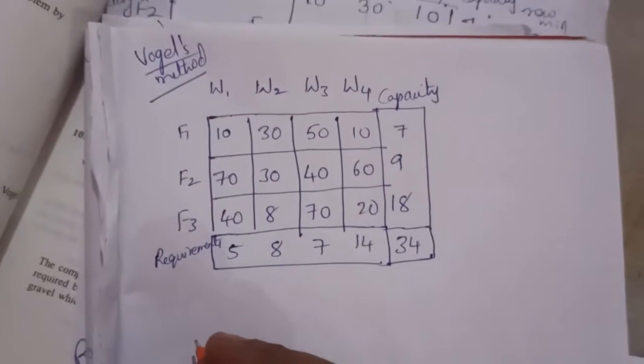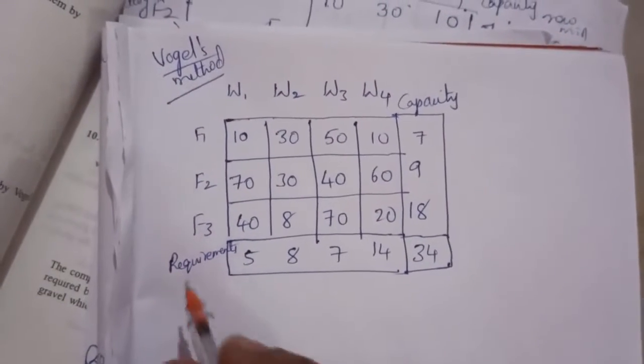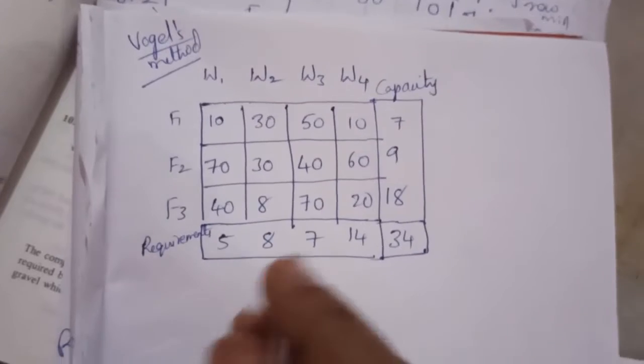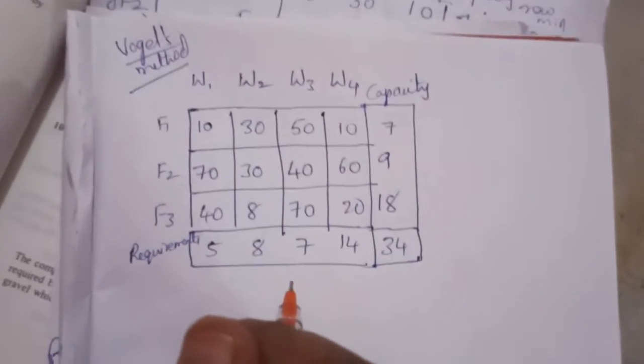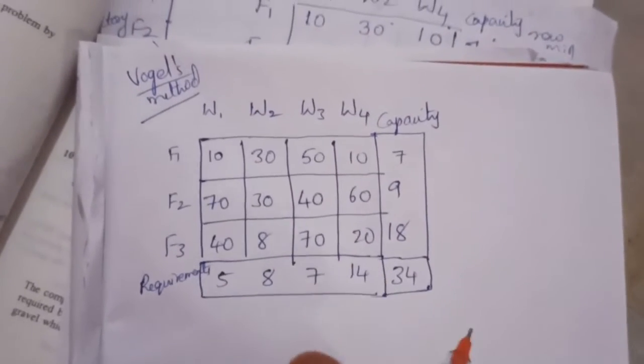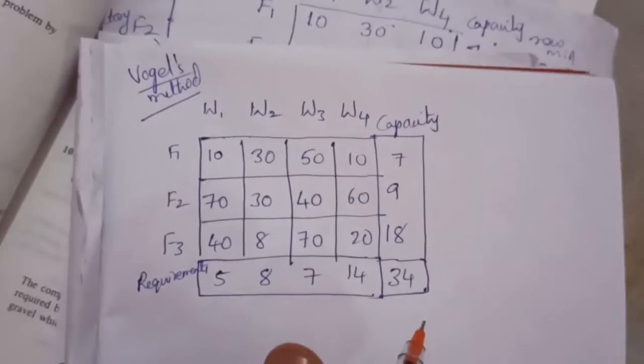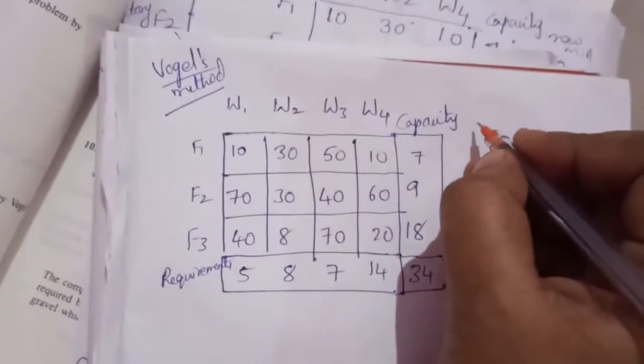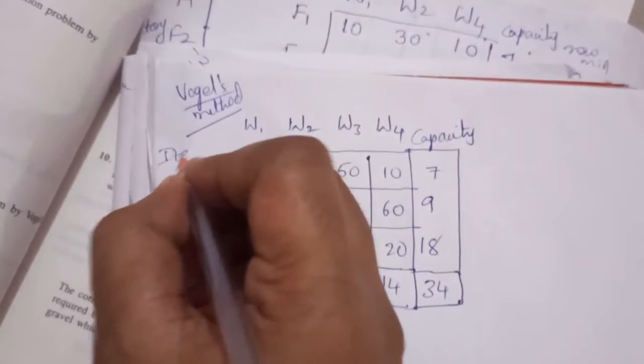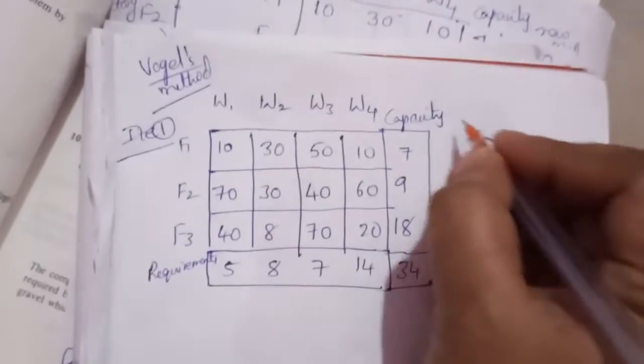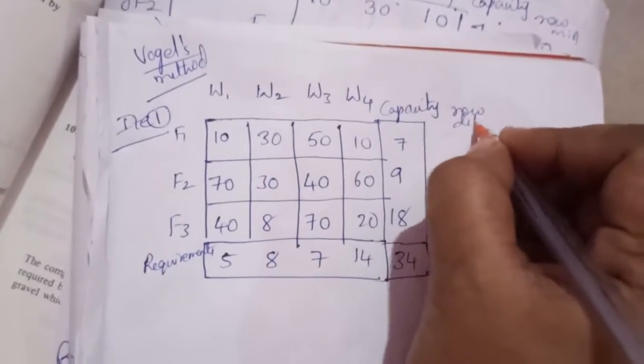Very good evening, students. Now I want to talk about Vogel's approximation for the initial basic feasible solution. I am taking one example problem from the textbook, and here for iteration 1 we have to take row differences.